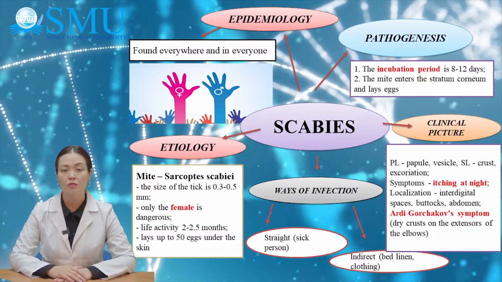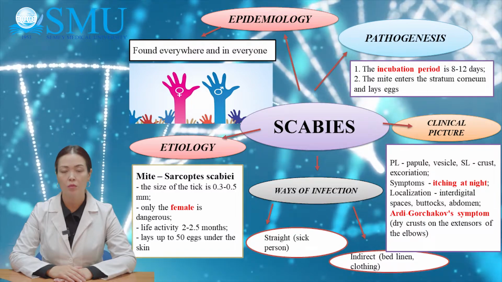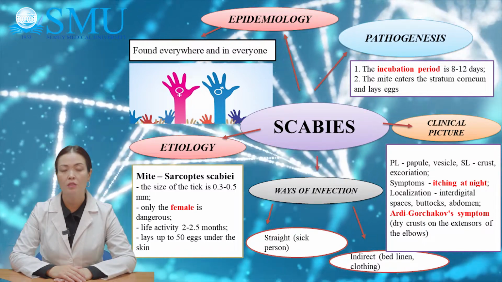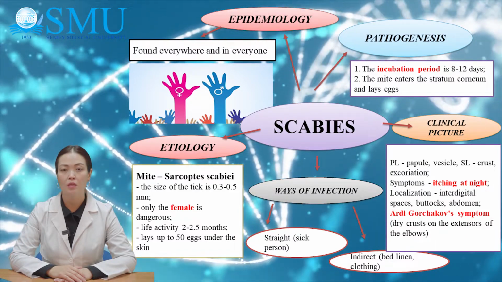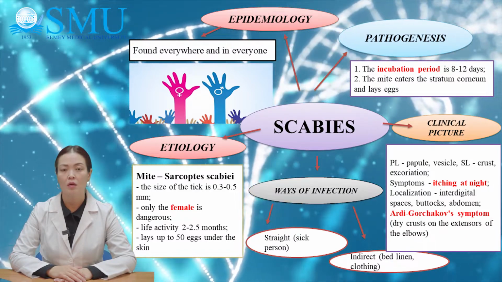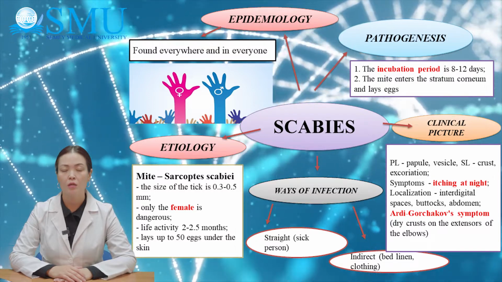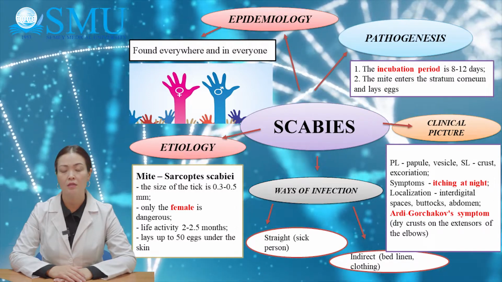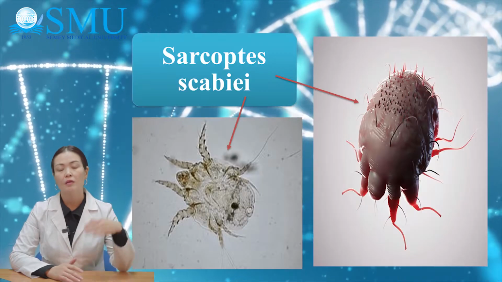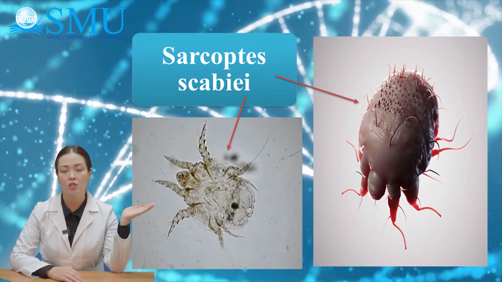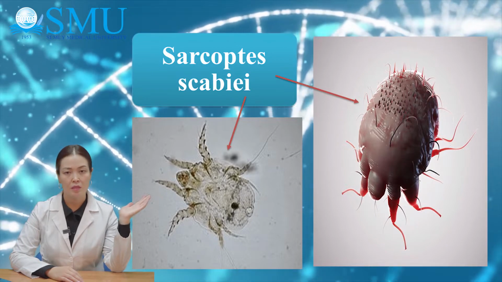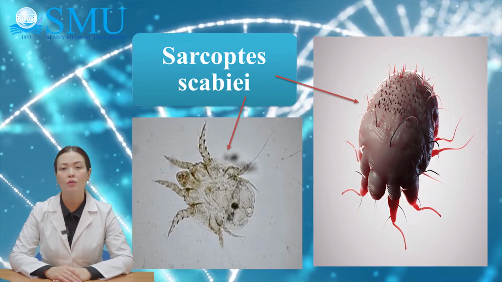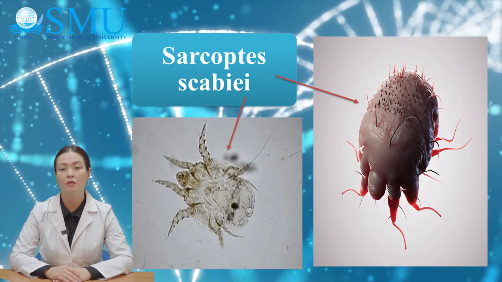The size of Sarcoptes scabiei is very small, 0.3–0.5 millimeter. It means that by visual examination you will never see Sarcoptes scabiei, only if you look for this insect under the microscope. In this picture you see the structure of Sarcoptes scabiei under the microscope, and in the second picture you see how this insect looks or lives in nature.